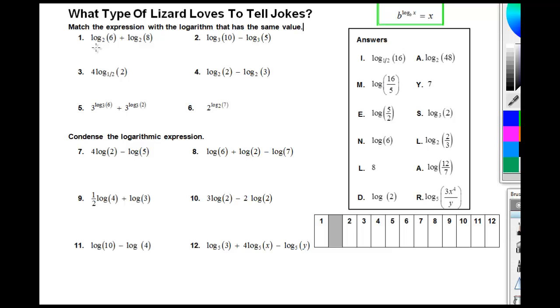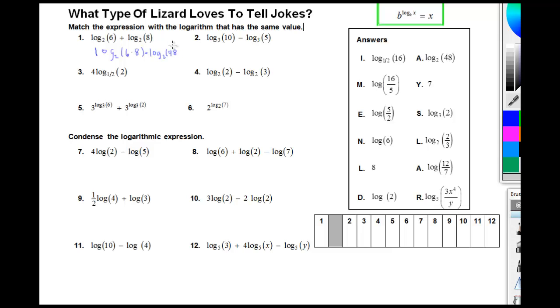So here's some help with the lizard joke problem, just to give us more practice on using the log rules. So log base 2 of 6 plus log base 2 of 8. You should take out your little log rule sheet and look to see that if you have the sum of two logs, you can rewrite that as the log base 2 of the product of 6 times 8, which is the log base 2 of 48.